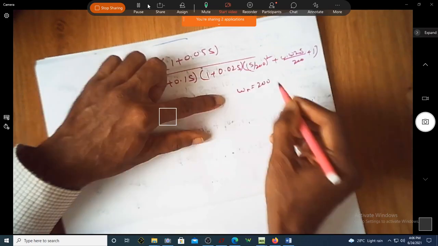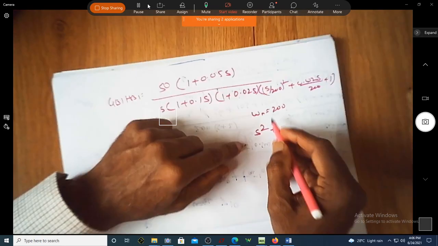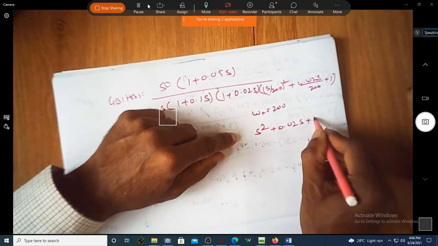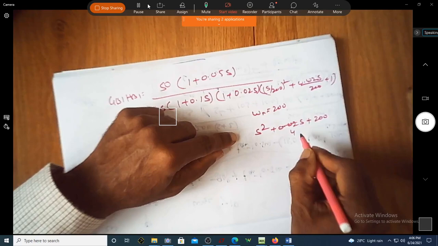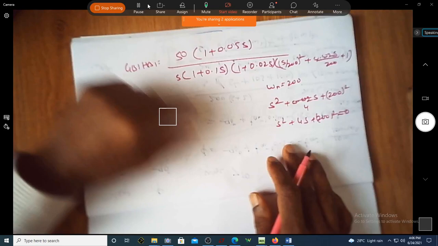Can we write it as s square plus 0.02 into 200, because I want to verify it using 20-sim so that I can write the pole positions. 0.02 into 200 is 4. So it is s square plus 4s plus 200 whole square? Correct?